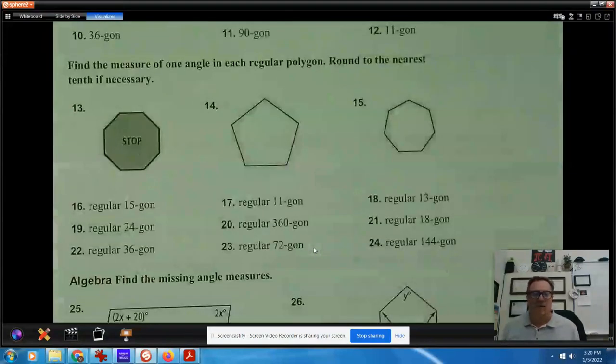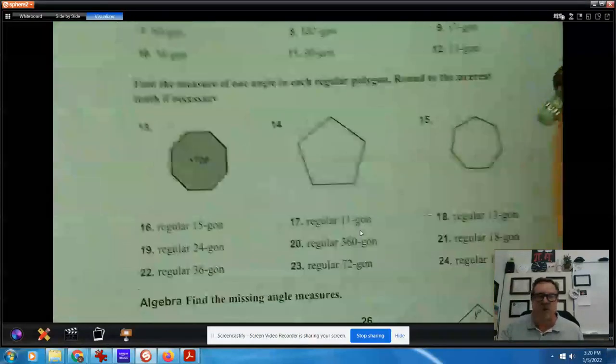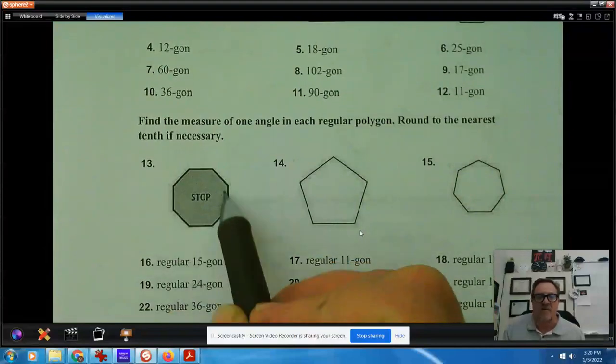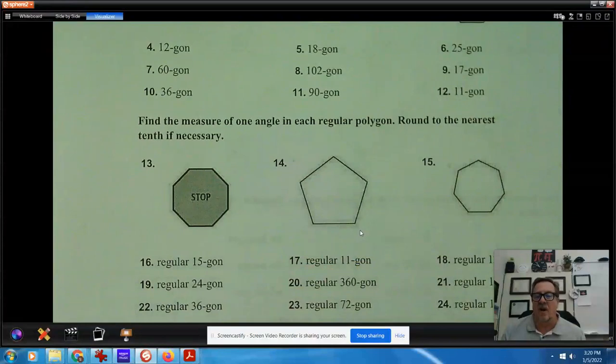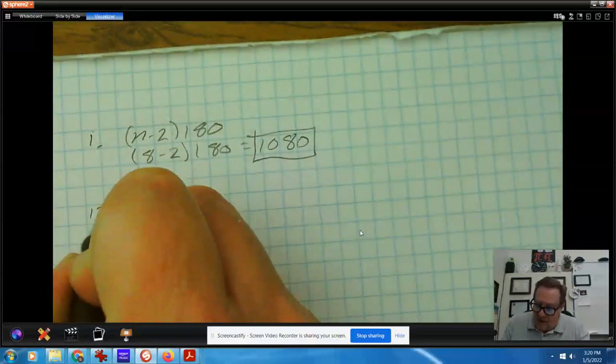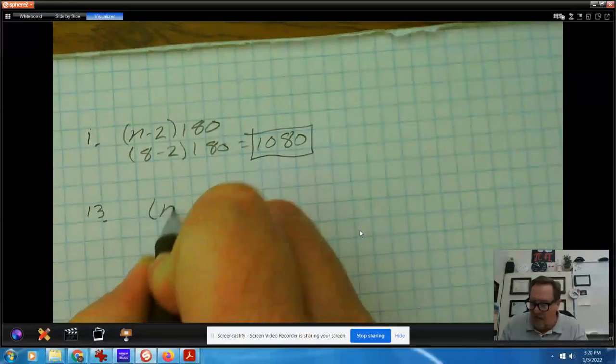Then we move on to the next section, and it says find the measure of one angle of each regular polygon. Remember that regular polygons have all of their angles the same measure. So once again, if we count the number of sides, there's 8 of them, which means there's going to also be 8 angles. So for this one, number 13, we're going to use this n minus 2 times 180 again.